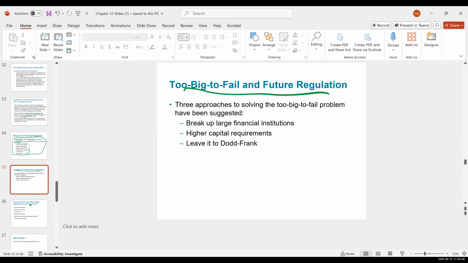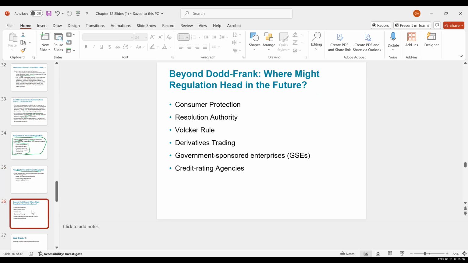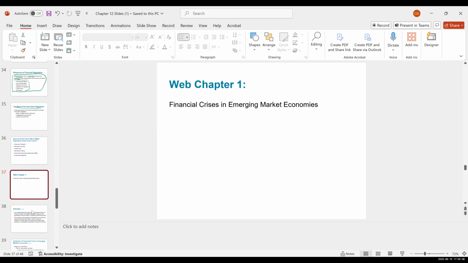So some politicians and economists are arguing that we should break up those banks because they're too big, break up large financial institutions. And some people argue, no, we should just increase capital requirements. Okay. So you can read part of Dodd-Frank, what it says about that, during your free time.